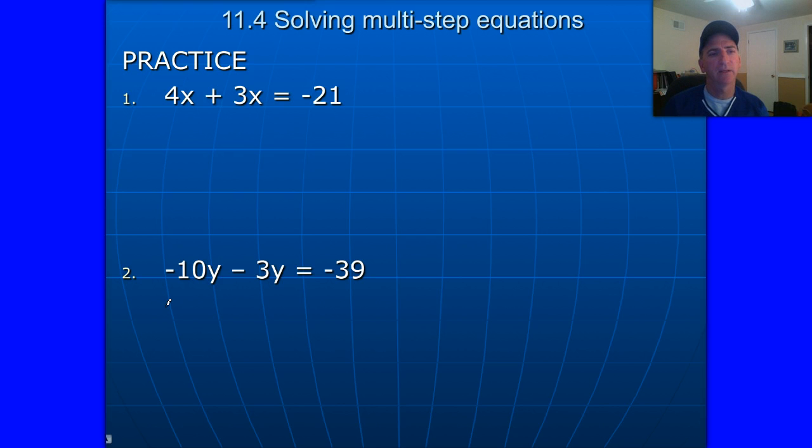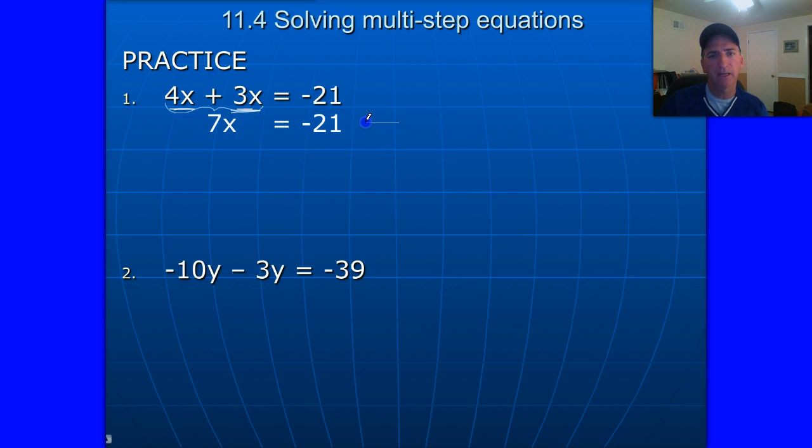If I look at this question, number 1, the first thing I notice is that I have 2 terms that have like terms. They both have x's, so you want to add those together. So you want to add 3x plus 4x. You want to add that 4x plus 3x together, and that makes 7x. So do you see where that came from? That 4x plus 3x gave me that 7x.